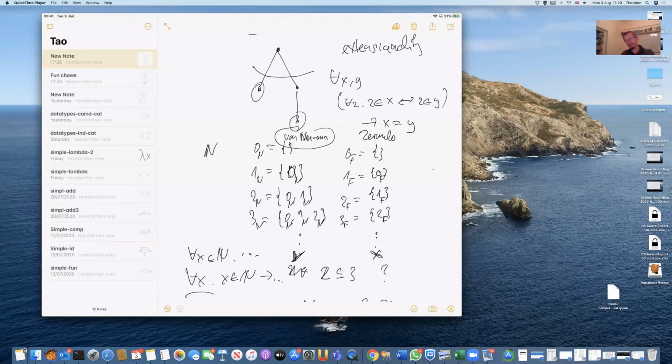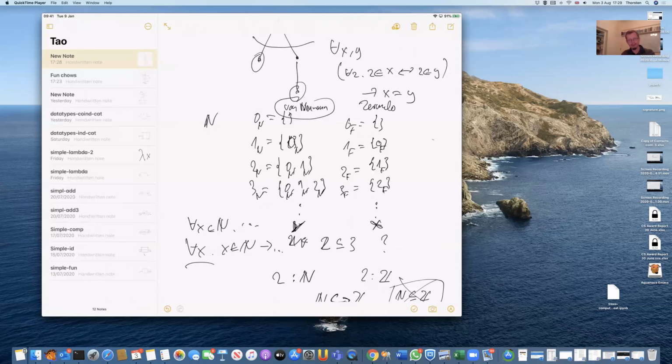So they had to build this in because otherwise I couldn't even show, if you have the wrong definition of natural numbers, that they're actually a set.